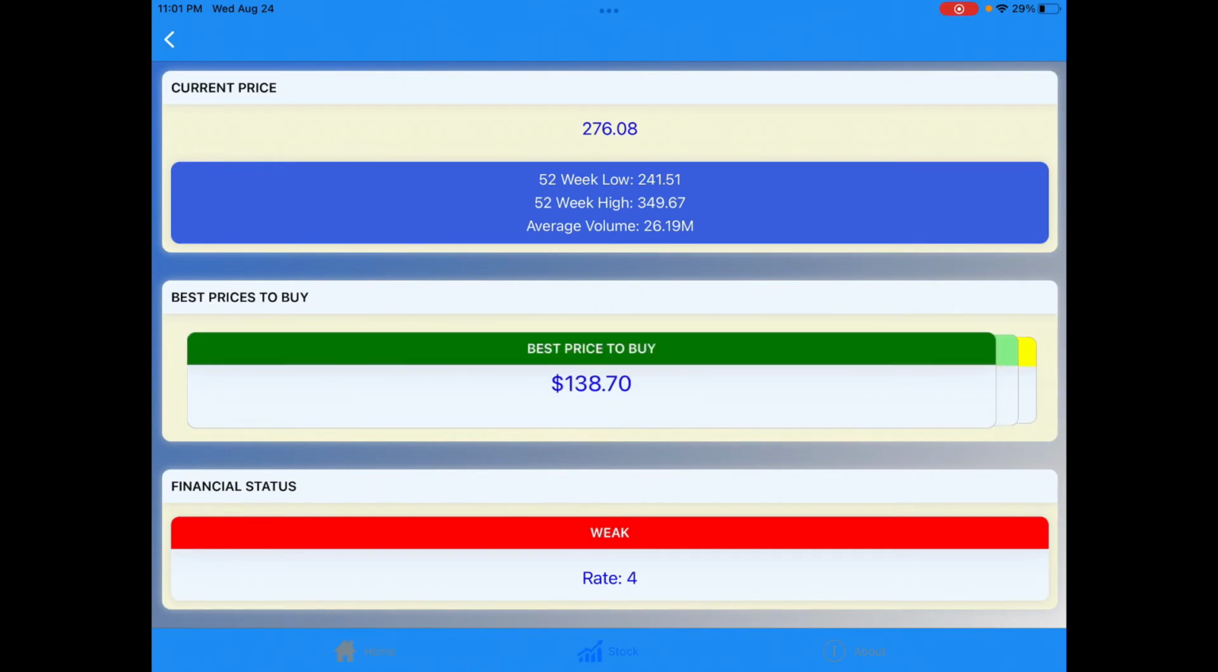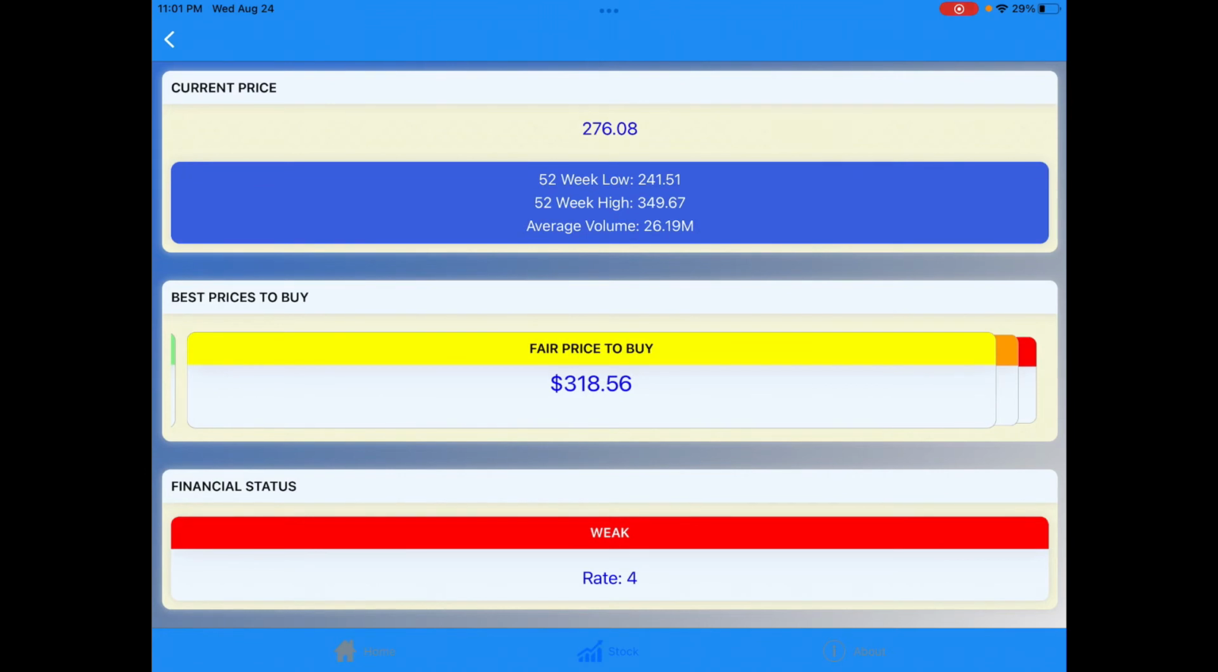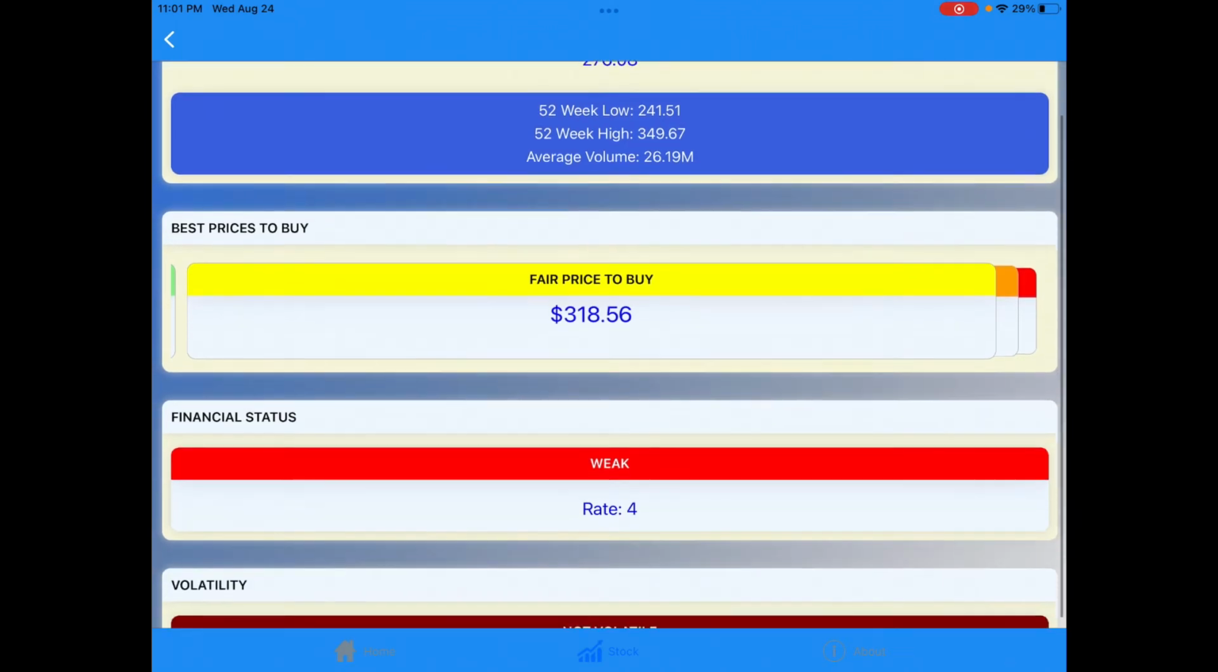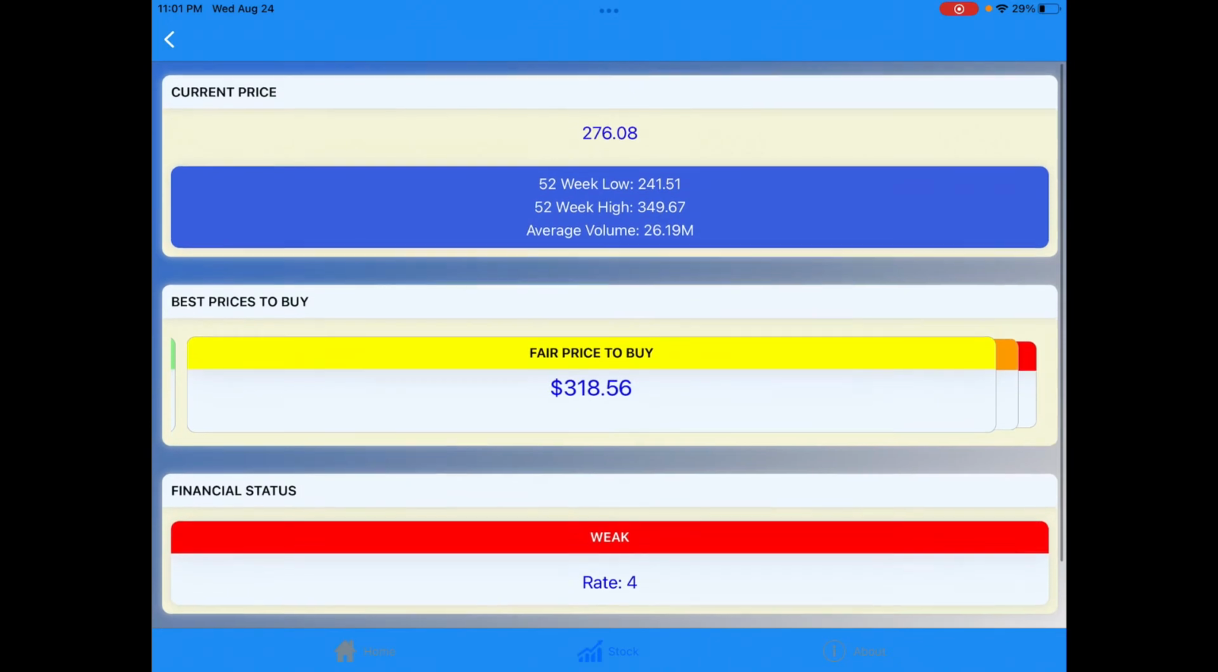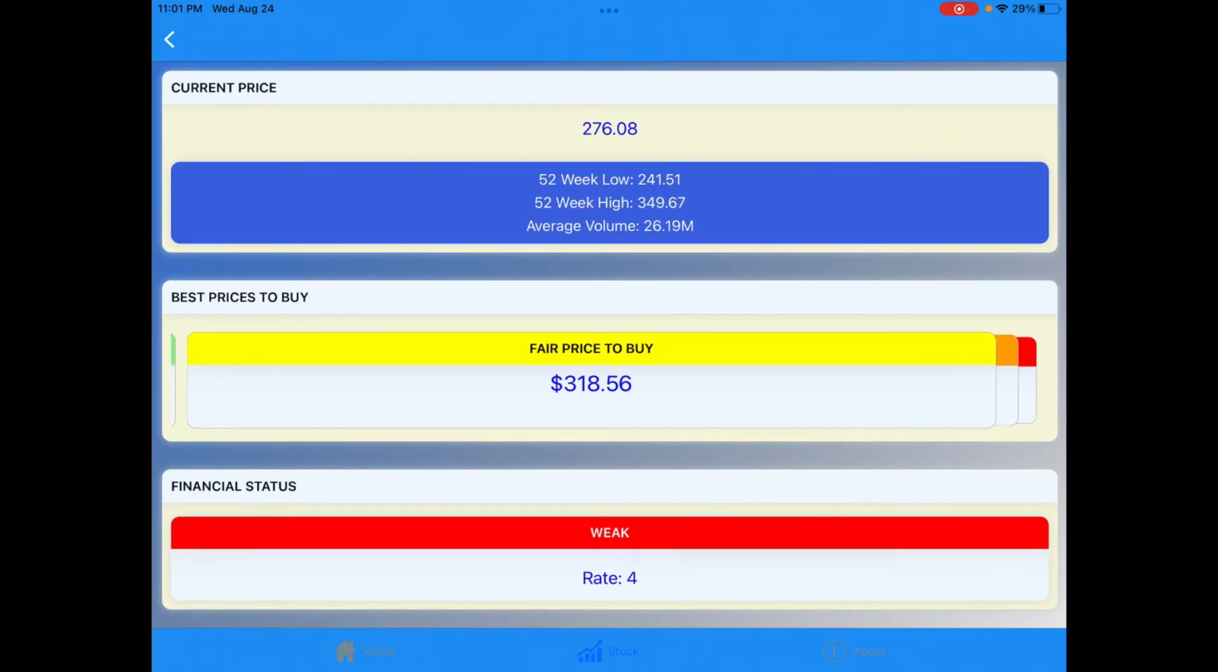Okay, so it's listing those, but don't get the app wrong. It's not telling you yet whether you should buy it or not. Now the price of the stock is 276, so it's basically fallen in the fair price category to buy, right below 318, between 212 and 318. So 276 falls in there, in the area of fair price to buy. Okay, let's move to the next one.